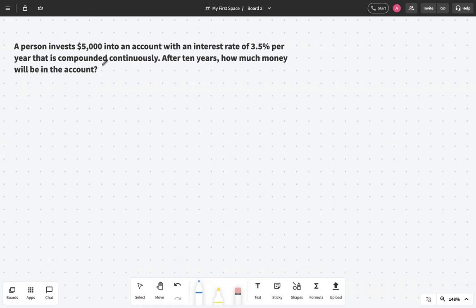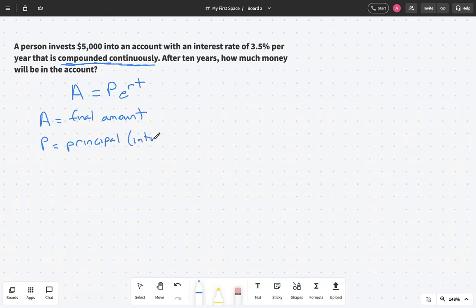Okay, so here's our hint. Compounded continuously means we are going to use A = Pe^(rt), which is A equals P e to the power of r times t. A is your final amount. P is your principal, another term for that is just your initial amount, or starting amount.